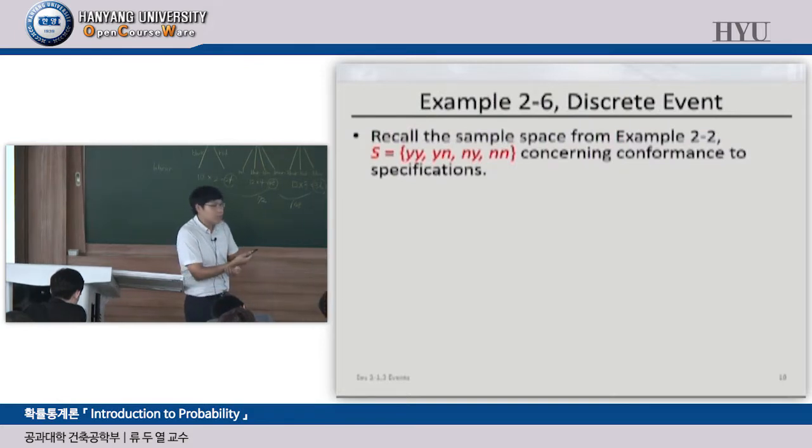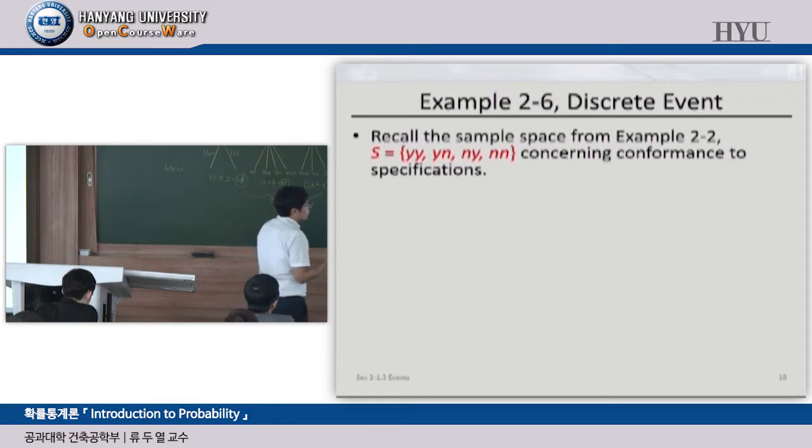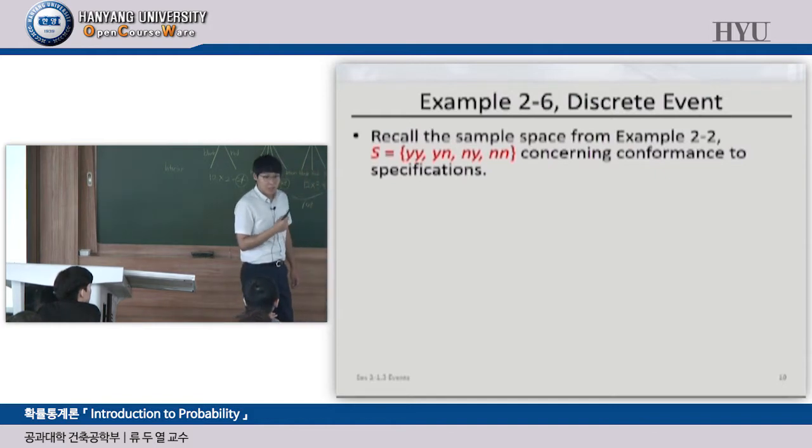And recall the sample space from the previous example, 2-2. The sample space include YY, YN, NY, NN. And this is concerning the conformance to specifications. And Y indicates that the part meet the specification, yes, right? And N indicates the part does not meet the specification, which is no, based on the previous slide.